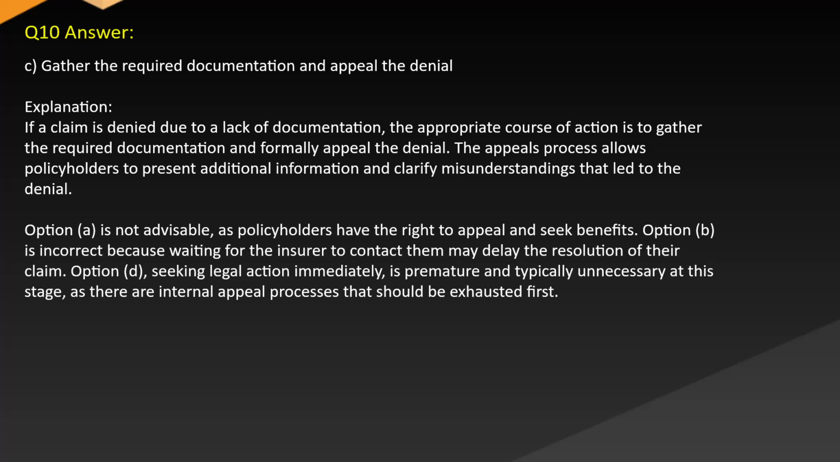Option A is not advisable as policyholders have the right to appeal and seek benefits. Option B is incorrect because waiting for the insurer to contact them may delay the resolution of their claim. Option D, seeking legal action immediately, is premature and typically unnecessary at this stage as there are internal appeal processes that should be exhausted first.